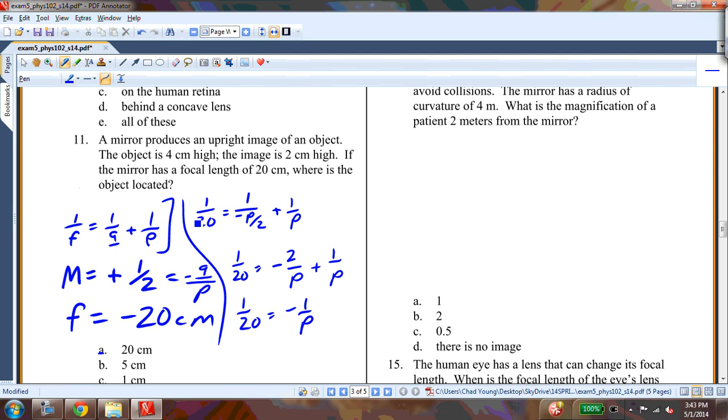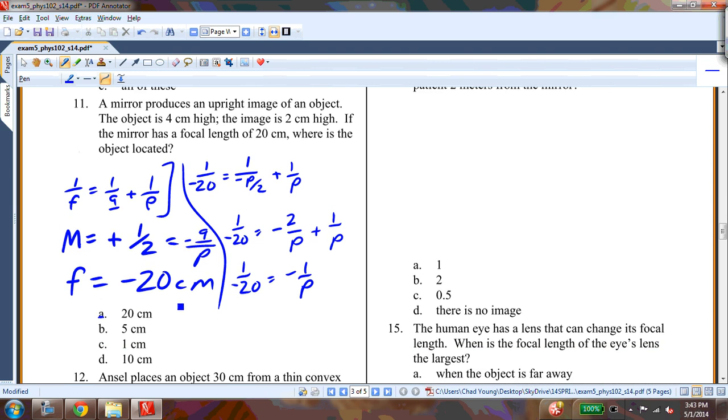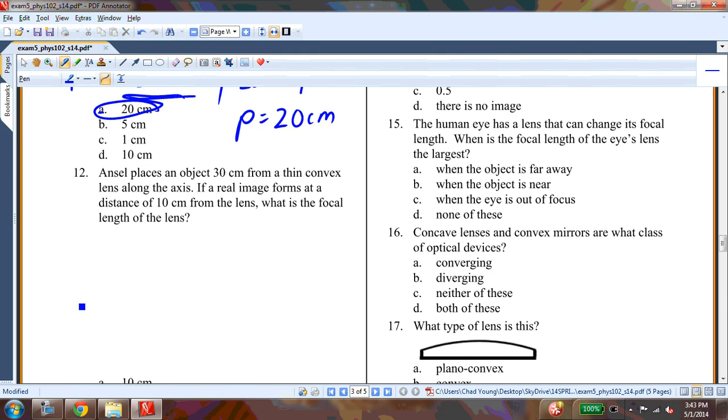Oh, and excuse me, the focal length here should be negative. All right, so that gives me, because we decided up here that it is a convex mirror because it has a big object and a small image that is upright. So here I can find that P is equal to 20 centimeters. So on this problem, it required a substitution solving this simple system of equations.